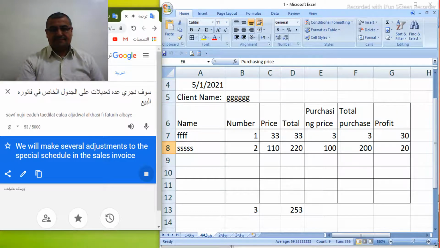We will make several adjustments to the table in the sales invoice.